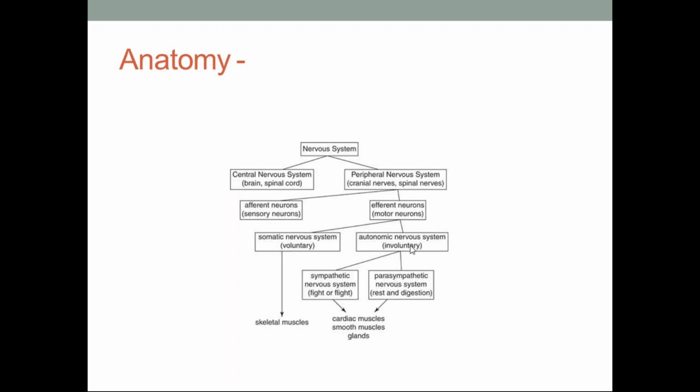Whereas the autonomic nervous system, the motor division, gets divided into sympathetic and parasympathetic, which we learned about briefly. The sympathetic is your freeze, fight, or flight, and parasympathetic is rest and digest, and that serves your cardiac muscles, your smooth muscles, and your glands.